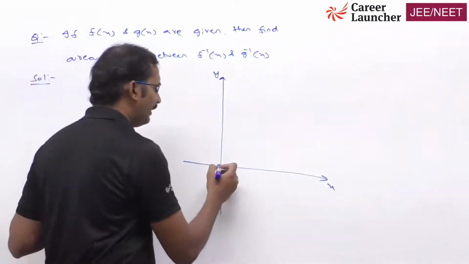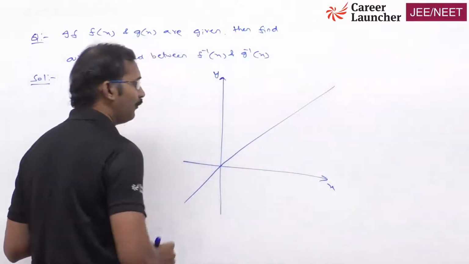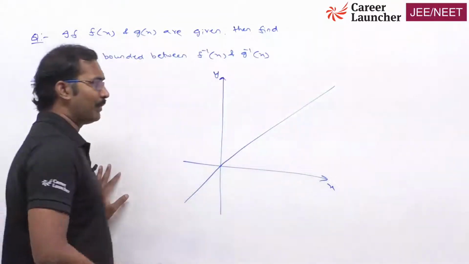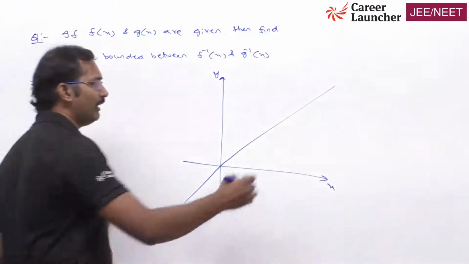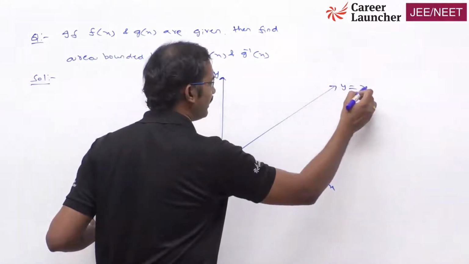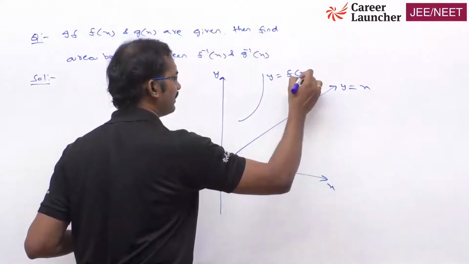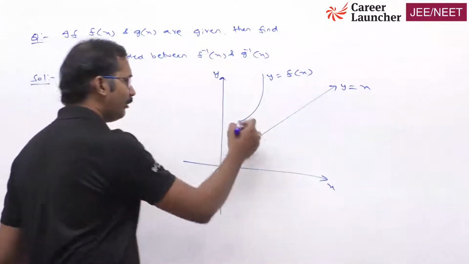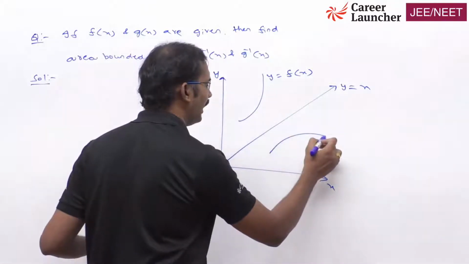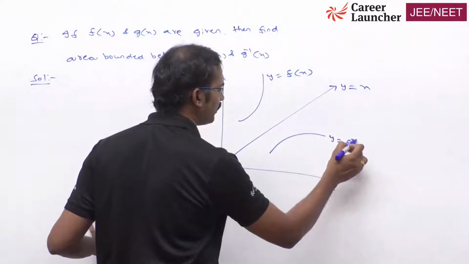The relation between any function and its inverse is that the graph of the inverse of a function will be the reflection of the graph of the given function about the line y is equal to x. If you consider this is the graph of the function y is equal to f of x, then the graph of y is equal to f inverse of x will be the reflection of this graph about the line y is equal to x. This will be the graph of y is equal to f inverse of x.